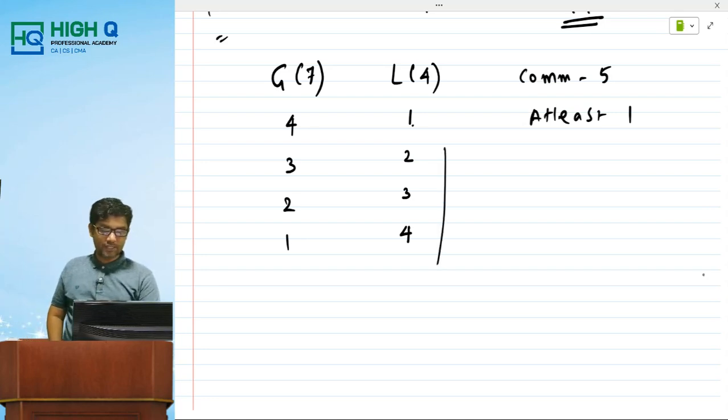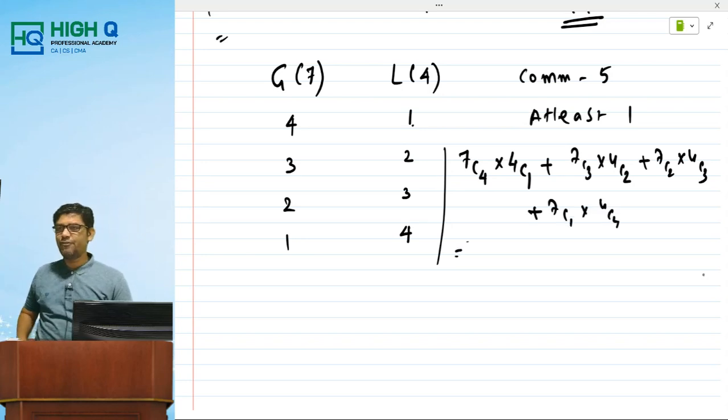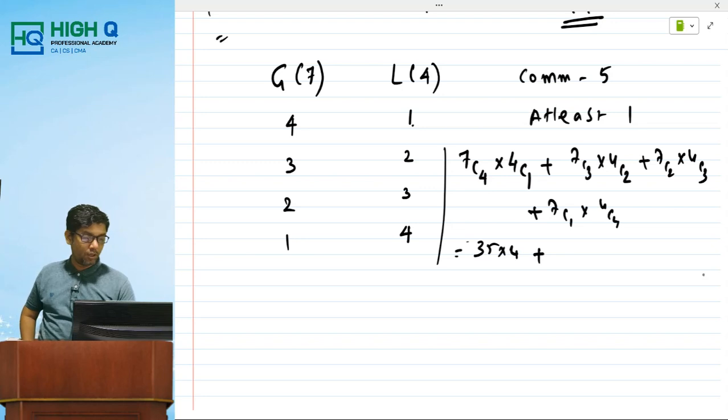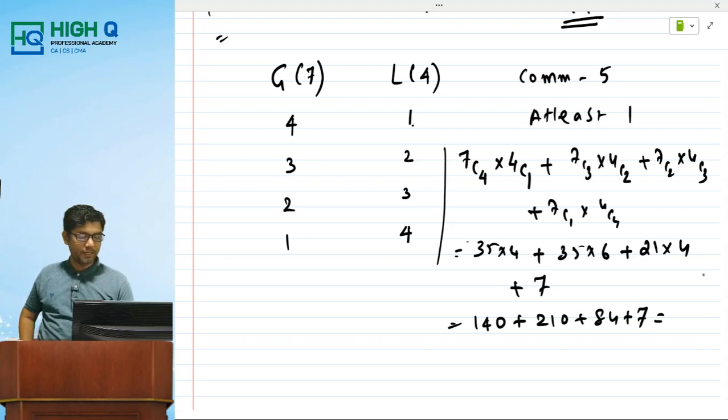Now look at this. First step: 7C4 into 4C1. Am I right, my dear? Or 7C3 into 4C2. Or 7C2 into 4C3. Or 7C1 into 4C4. 7C4 is nothing but 7C3, which is nothing but 35. 35 into 4. 7C3 again, 35 into 6. 7C2 is 21 into 4. 35 fours are 140, 210, 84 plus 7. Can you please add what you are getting?